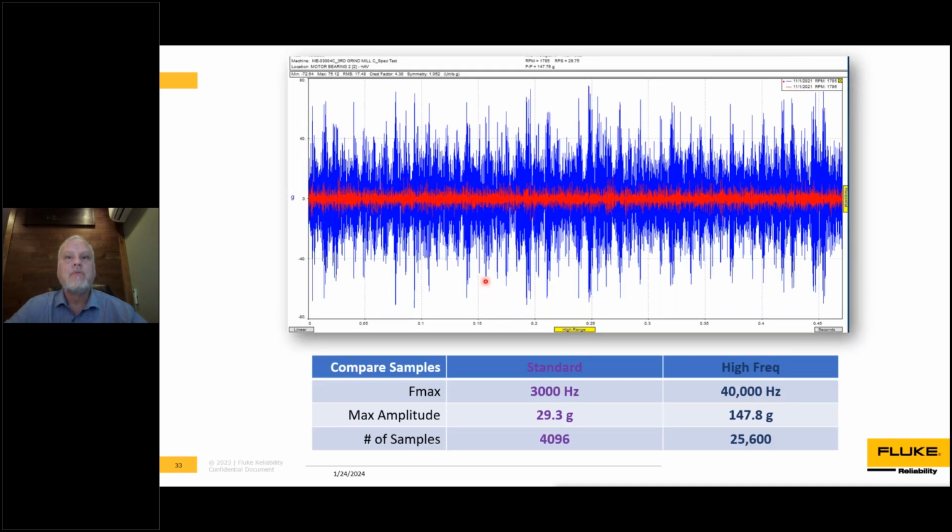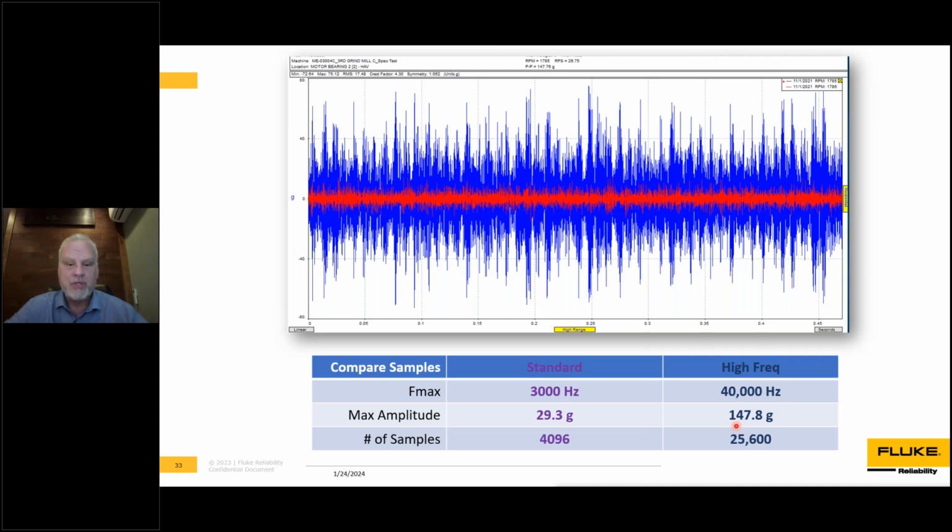So this is another example, very, very similar. You see here that in the regular data we have a much higher 29 Gs, pretty impressive. I think we were probably going to see and report a problem on that. But when we actually sample it at 40 kilohertz and store those 25,000 samples, we see that it's 147.8 Gs. And because it's such high Gs, we need to act immediately.